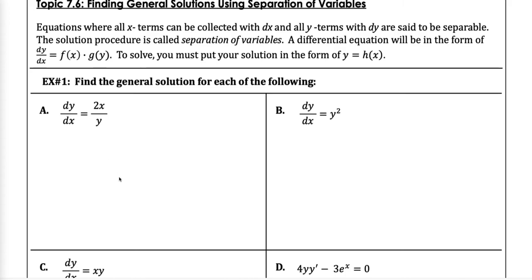Let's try solve A. Find the general solution. Okay, so our goal to find the general solution is to integrate, and we can't because things are in the wrong spot. So I need to shift them around, move them so that y's are together, x's are together. Multiply by y, so this would say y dy. Multiply by dx, so this would say 2x dx. Okay? So, I mean, we basically ended up cross-multiplying.